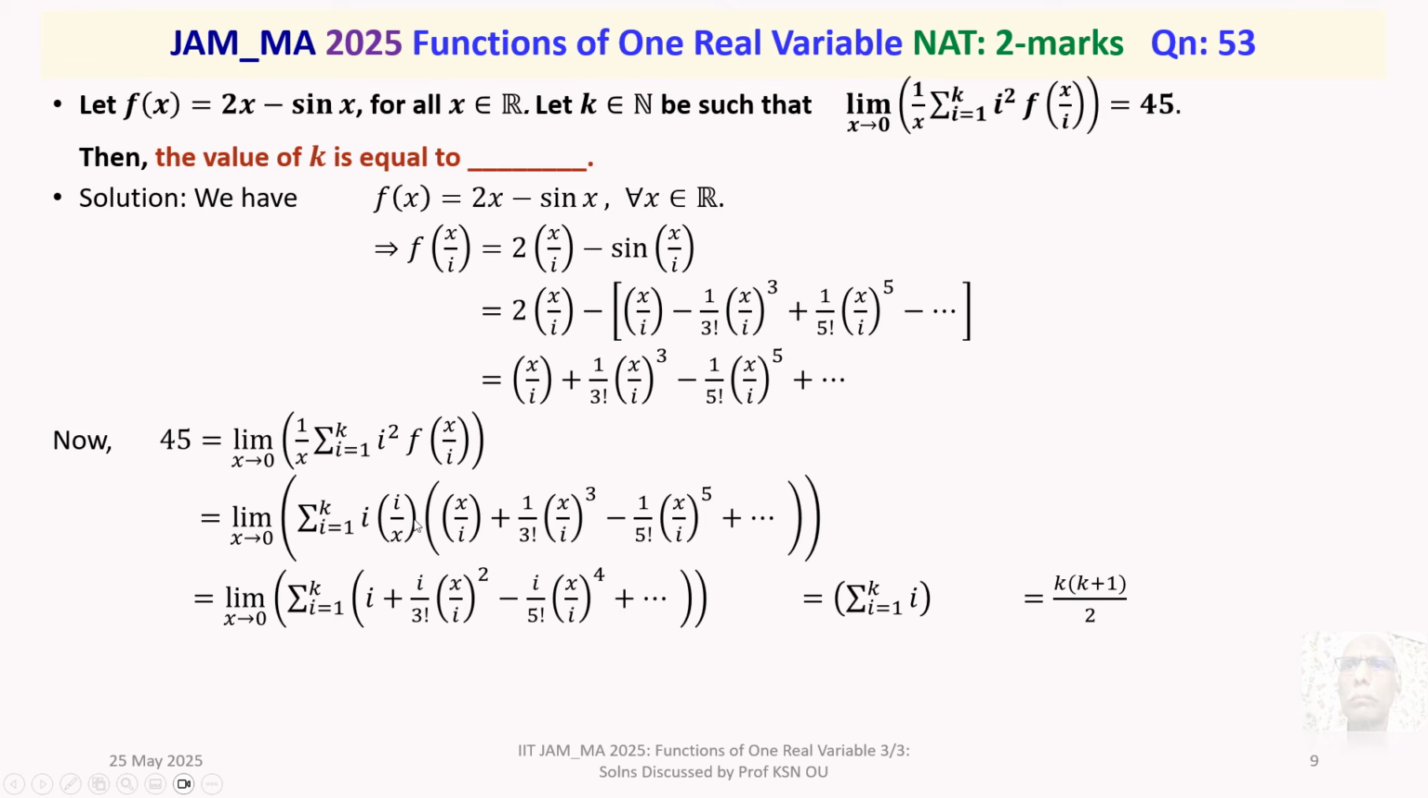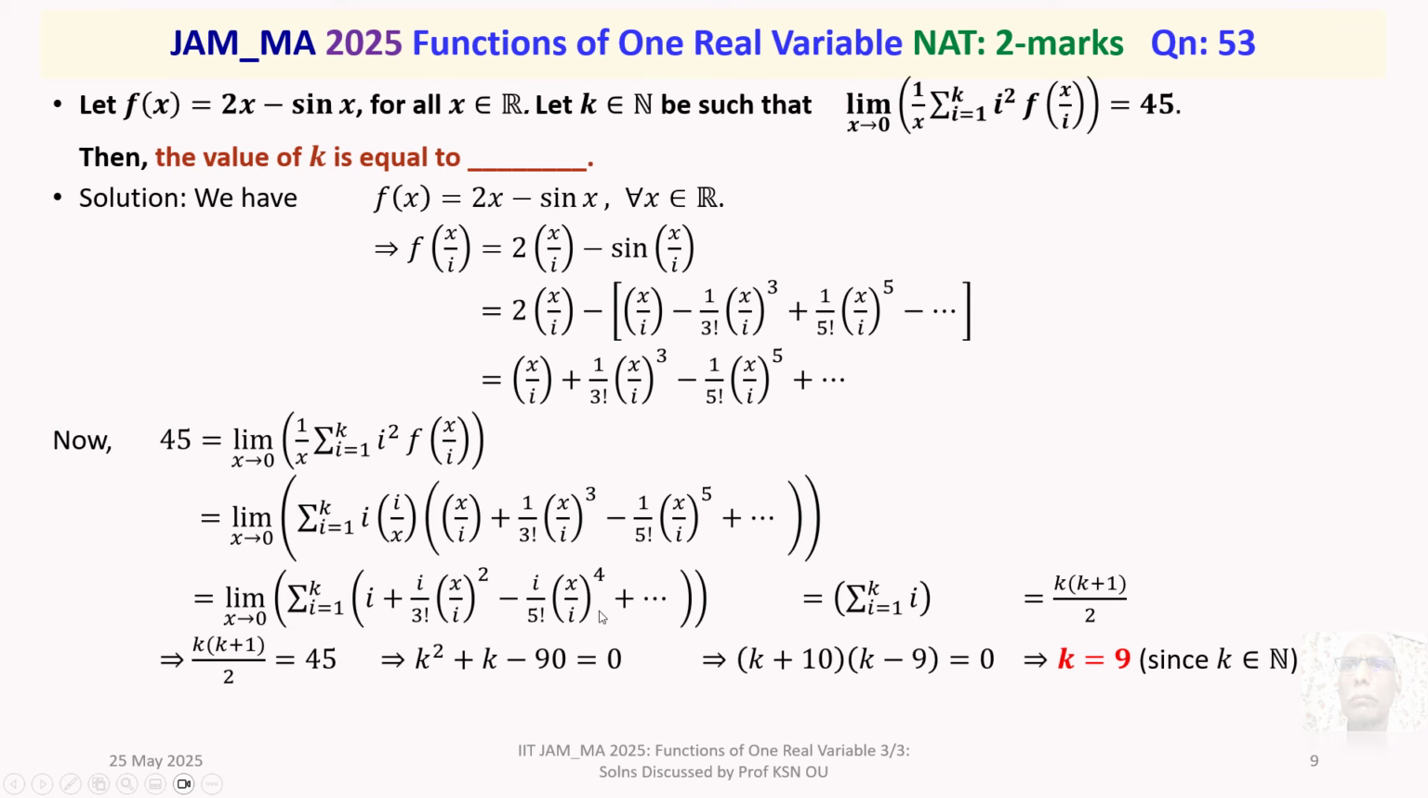But it is given k into k plus 1 by 2 is 45, and that will give you k square plus k is equal to 90. That will give you k square plus k minus 90 is equal to 0. K plus 10 into k minus 9, they are the factors, is equal to 0. This will imply k is equal to 9 because k is given to be a natural number. The other value coming out from here is k is minus 10, which is not a natural number and hence rejected. Thus the value of k is 9. The answer to this question is 9.